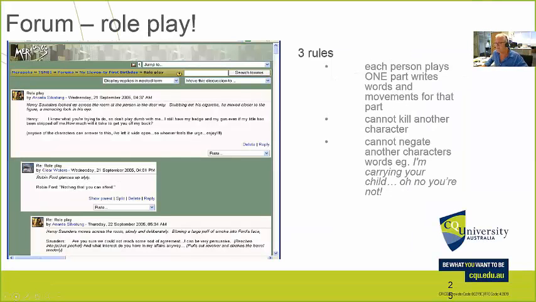The forum, this is the one we looked at before with our little Anju and Star Wars theme going on. It's actually a piece of software, Mirapolis. There are better ones on the market now; I'm not up to date with them. But all you do is basically give three basic rules. One person plays one person, writing words and movements for that part. You cannot kill another character, and you cannot negate another character's words. For instance, I'm carrying a child, I know you're not. It's not Jerry Springer, it's actually Mirapolis.